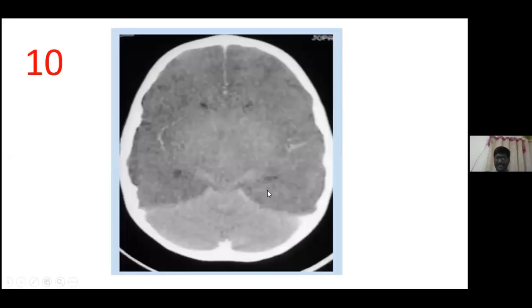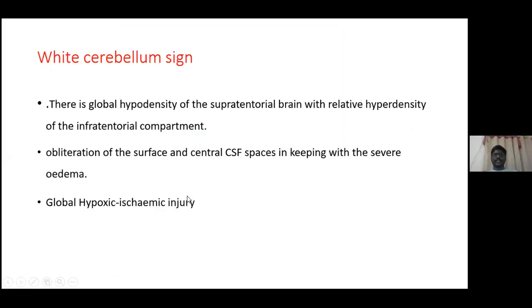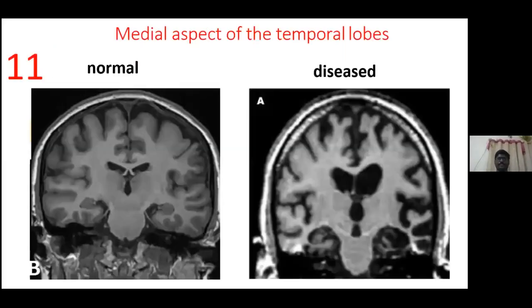This is the white cerebellar sign. You are able to appreciate the cerebellum intensity is differentiated from the rest of the brain. This is the white cerebellum sign, classic of hypoxic injury, that is global hypoxic ischemic injury. Okay, there is a global hypodensity of the supratentorial brain with the relative hyperdensity of the infratentorial compartment. The moment you see the complete white, that is hyperdensity of the cerebellum in the infratentorial compartment, that is the white cerebellum sign, which is seen in case of global hypoxic ischemic injury.